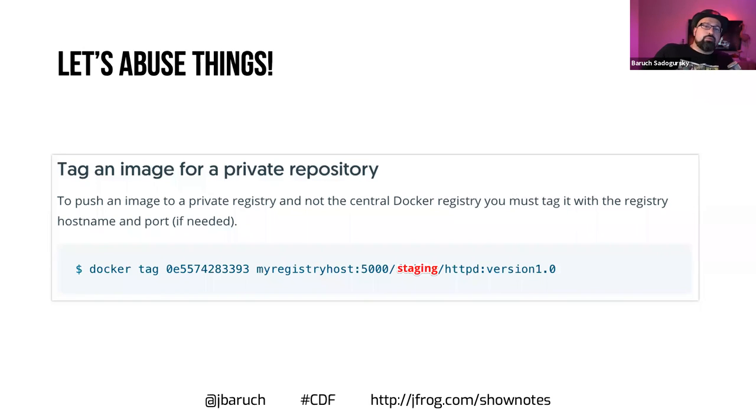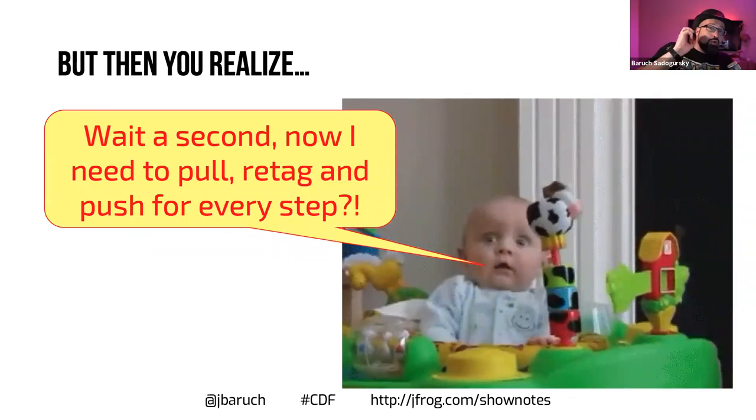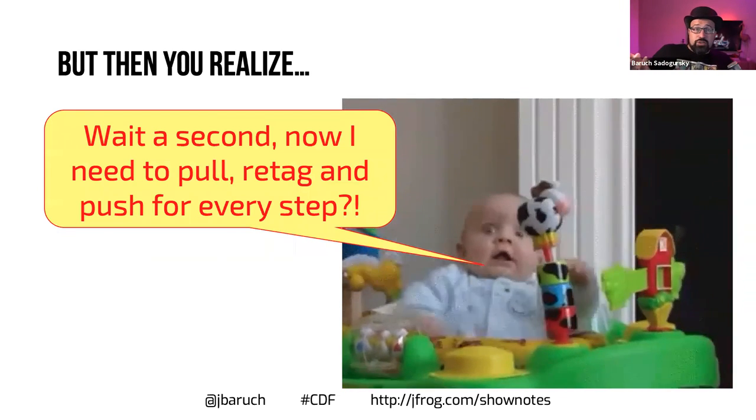That's what I do, right? We tested everything in testing and now this image is ready for staging. We want to move it from my registry host 5000 testing to staging. How do we do that? The normal way of moving images between registries is pulling, retagging and pushing.